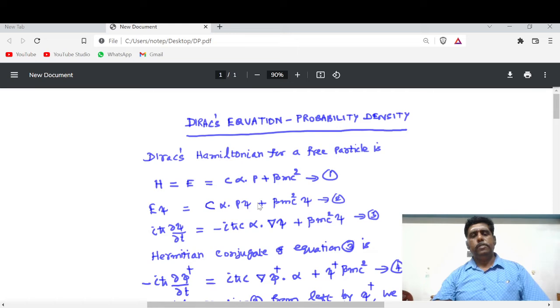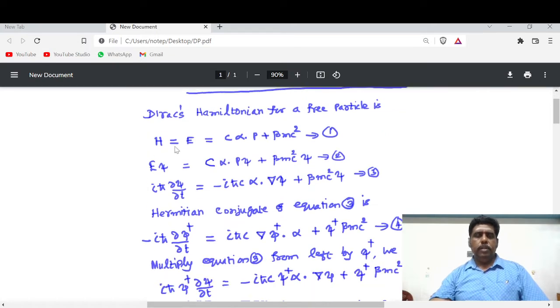So in this discussion, we have to arrive at the probability density in Dirac's field. For that, we have taken the Dirac Hamiltonian, H equal to E equal to c alpha dot p plus beta mc squared, as equation 1. Then equation 1 is allowed to operate on the wave function psi. We can get E psi equal to c alpha dot p psi plus beta mc squared into psi.